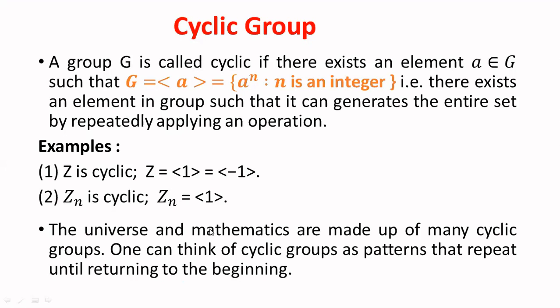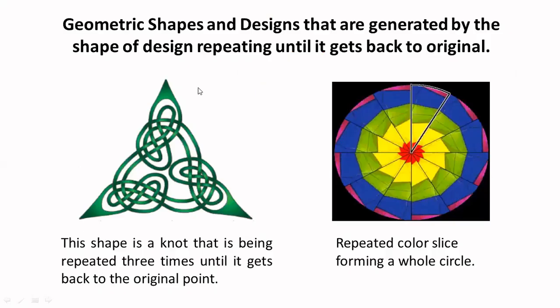The universe and mathematics are made up of many cyclic groups. One can think of a cyclic group as a pattern that repeats until returning to the beginning. Geometric shapes and designs are generated by a shape repeating until it gets back to the original. This shape is repeated 3 times until it gets back to the original point. Repeated color slices form a whole circle.